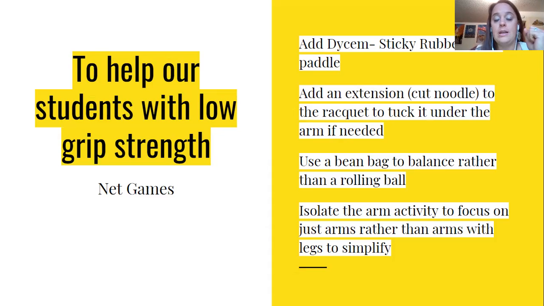Another thing I've done for a student, because he was able to hold stronger under his armpit, I extended the racket. Instead of holding just the racket, he was squeezing it with his arm. Then he was able to hold the ball on there and drive his scooter around and look like everybody else joining in. Just being aware of what strengths students have is huge. Another thing, can we isolate the arm activity to focus on just arms rather than arms and legs? We have to simplify sometimes.